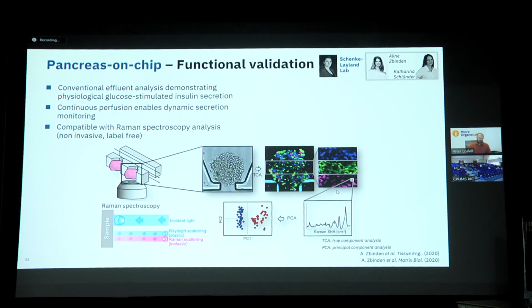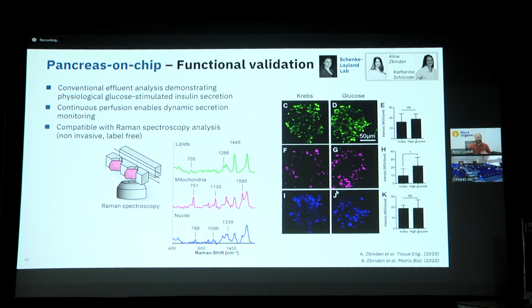Here we use Raman spectroscopy, which allows us to do a non-invasive and label-free analysis of the islets. And what we did, again, we looked at the low glucose, the Krebs condition, and the high glucose condition, and then took the Raman spectra, and what we could see is that we don't see much difference in the lipid content or the lipid amounts, also not in the DNA or the nuclear amount, but we see a strong difference in the mitochondrial activity.